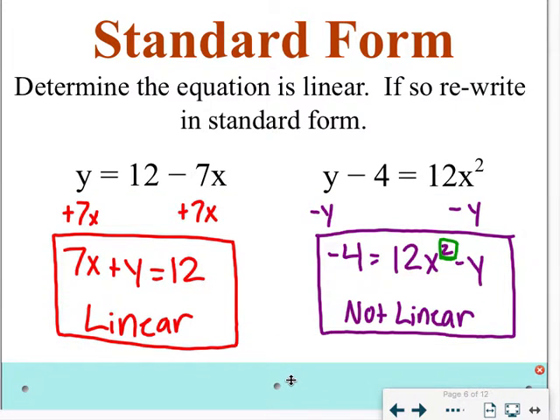The first one is indeed linear. Adding the 7x to the other side gets it into the standard form. The second one is nonlinear because we have the exponent of 2. If you have questions about what it means to be a linear equation or to write in standard form, let me know when you get to class.